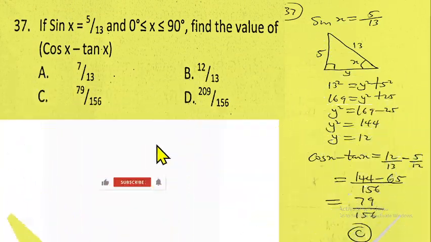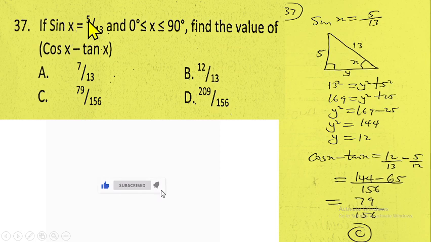Question number 37. If sine x is equal to 5 over 13, where x is an angle between 0 degrees and 90 degrees, find the value of cos x minus tan x. This is also a trigonometric ratio, so all you need to do is to draw a right angle triangle. Sine is opposite over hypotenuse. So you include the angle x in the triangle. Opposite of it is 5, so 5 will be here. Hypotenuse is 13, so 13 will be here.